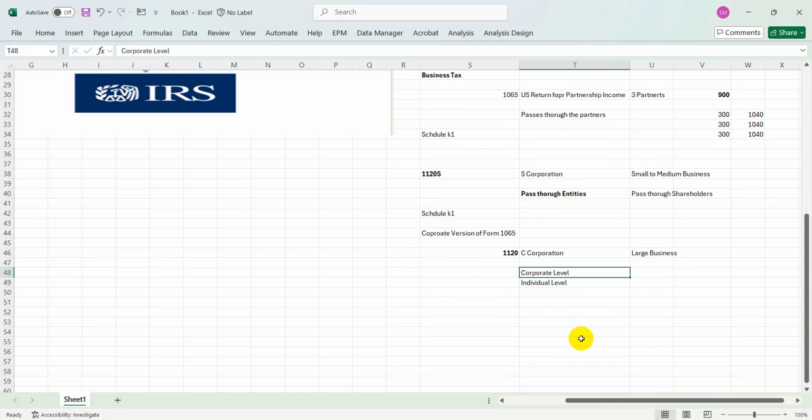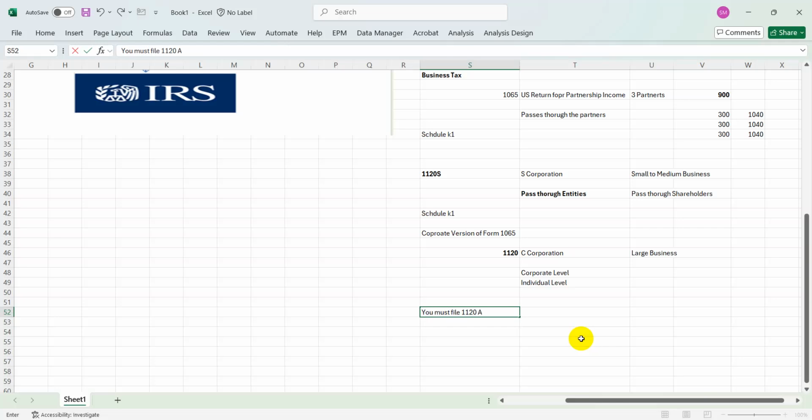And one thing which is very important: even if you are a C corporation, even if there is no taxable income in a particular year, you must still file 1120 annually.